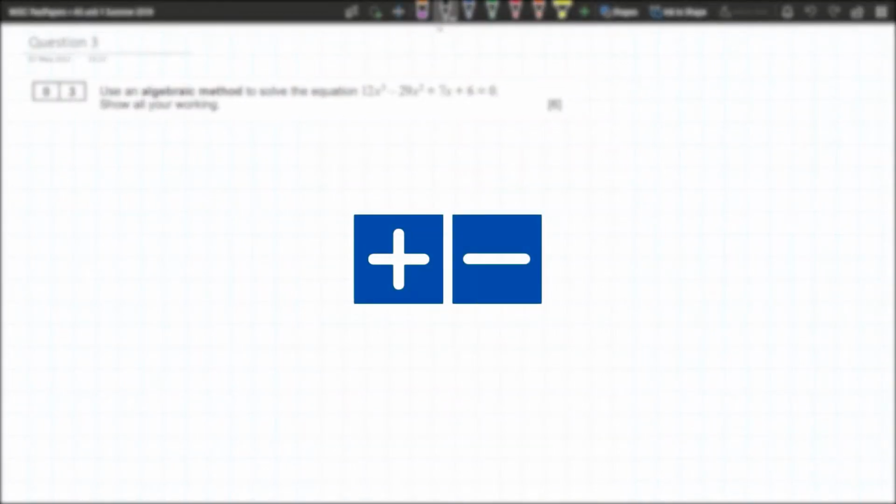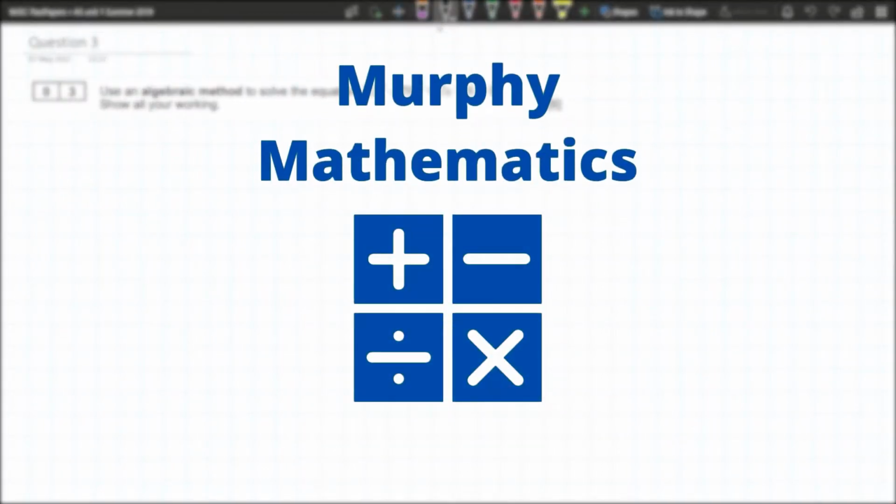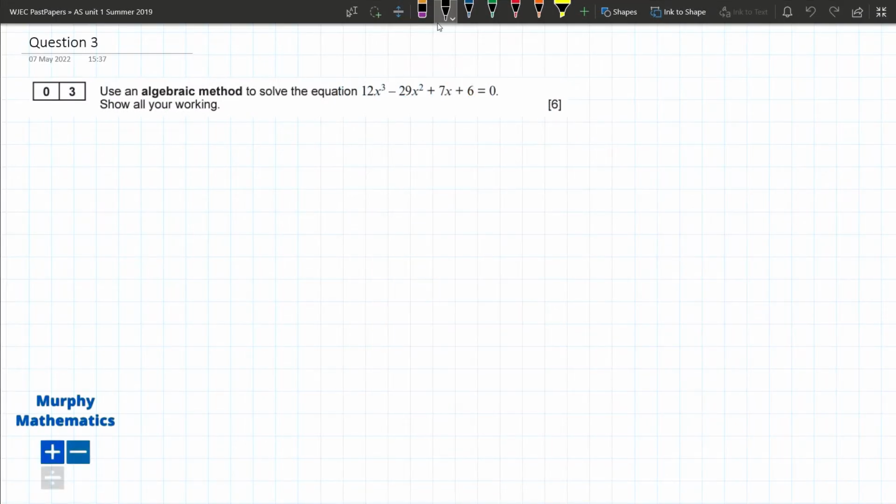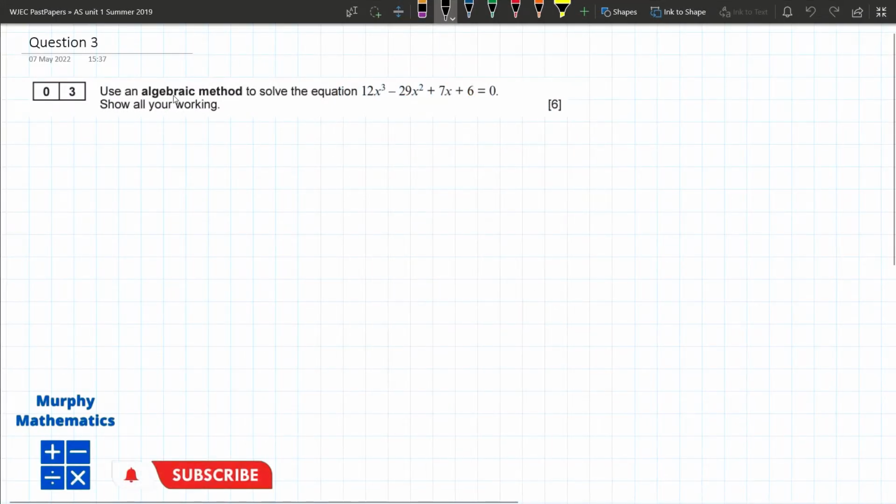Hi guys, so this is question 3 on the Unit 1 Summer 2019 WJEC past paper. We're told to use an algebraic method to solve the equation 12x cubed minus 29x squared plus 7x plus 6 equals 0. We're asked to show all our workings.